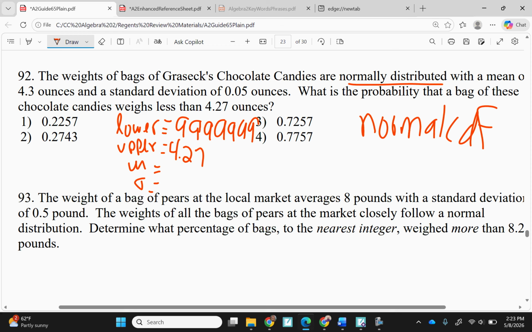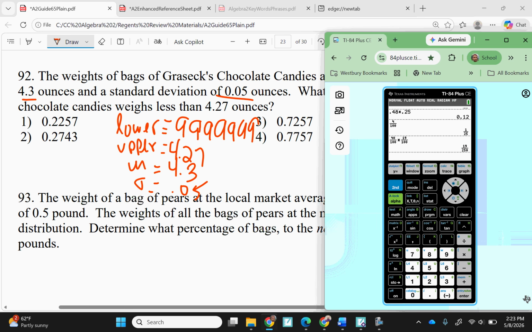All right, mu, my mean is 4.3. And sigma is my standard deviation, which is 0.05. So I go to my calculator, and I hit second vars, which is next to the clear button. Option 2, normal CDF, negative 9,999,99999. Upper is 4.27. Mu is 4.3, sigma is 0.05, enter, enter, enter. I get a decimal, 0.2745.